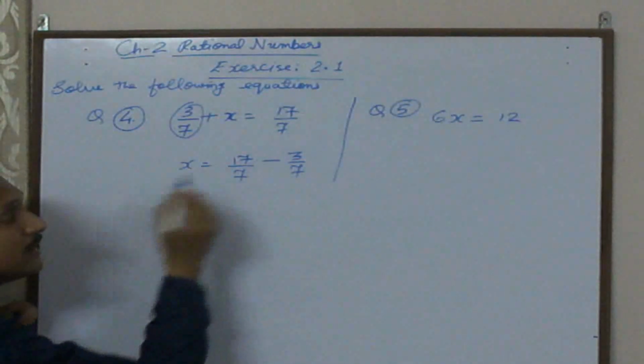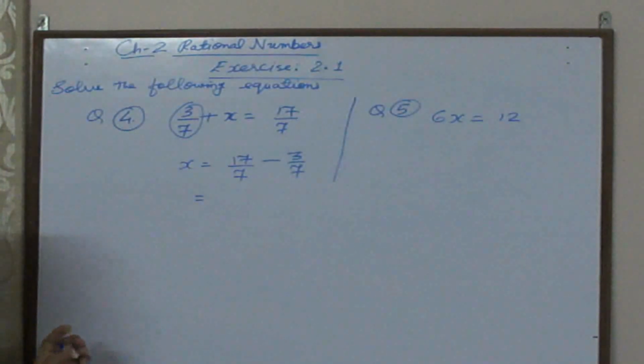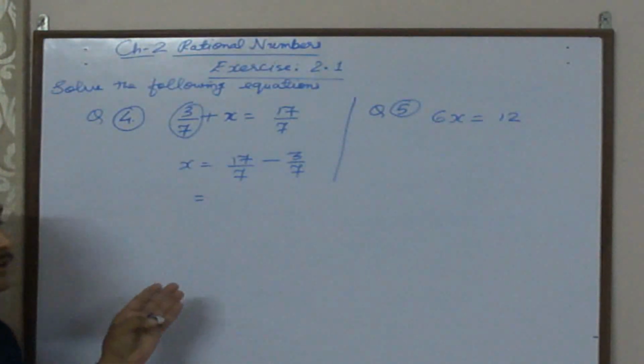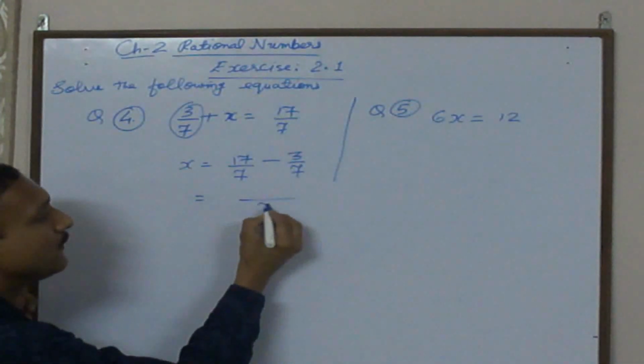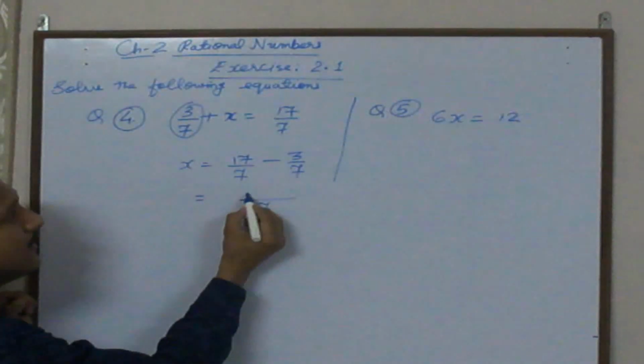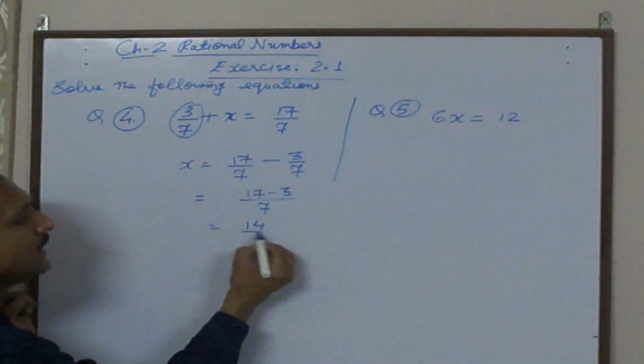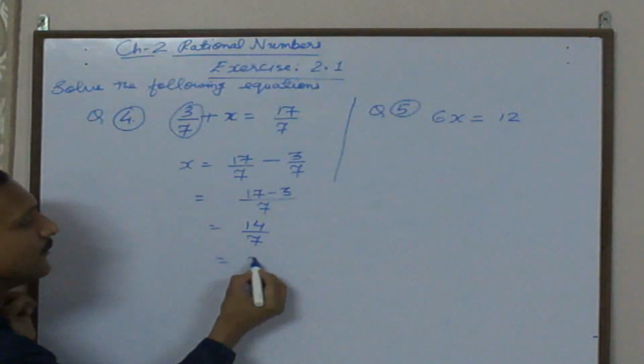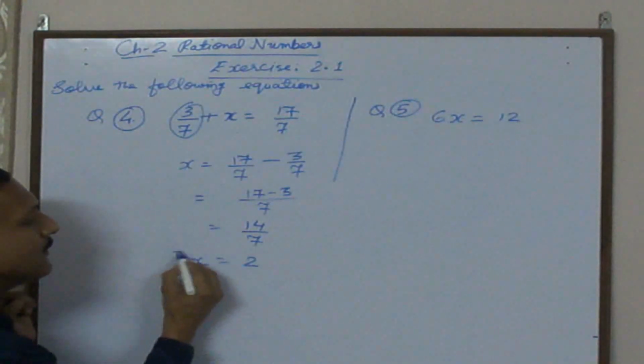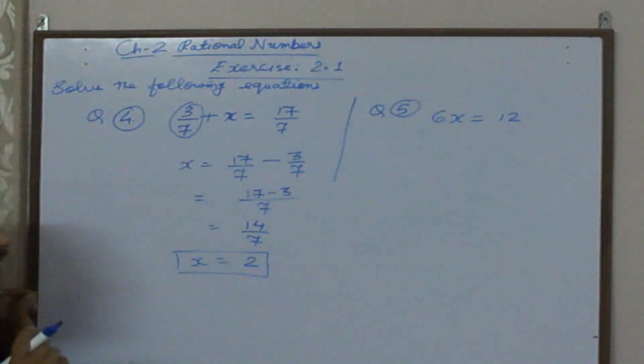So now the denominators are same. If denominators are same, then no need to take LCM. We can do it directly. So 7 is the denominator, 17 minus 3, 14. 14 by 7 becomes 2. So the value of x is 2.